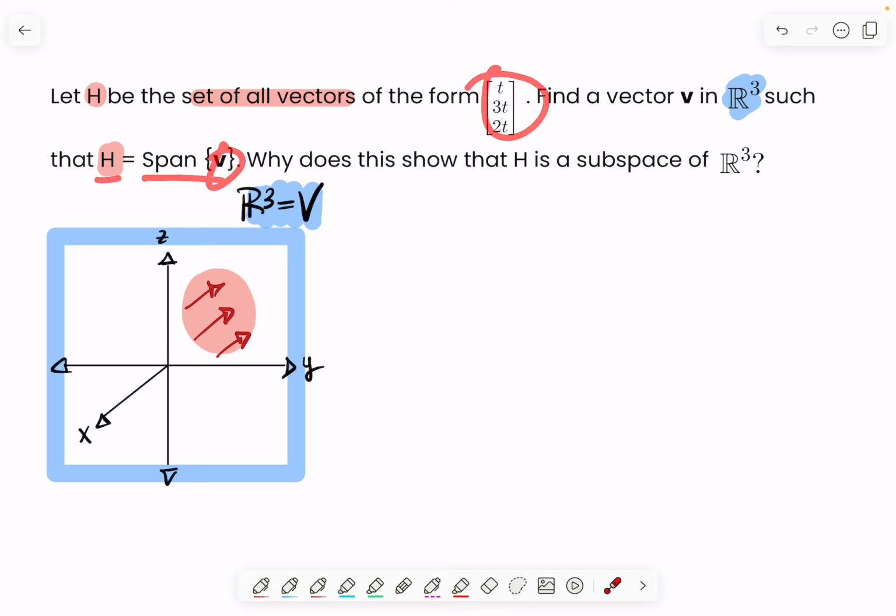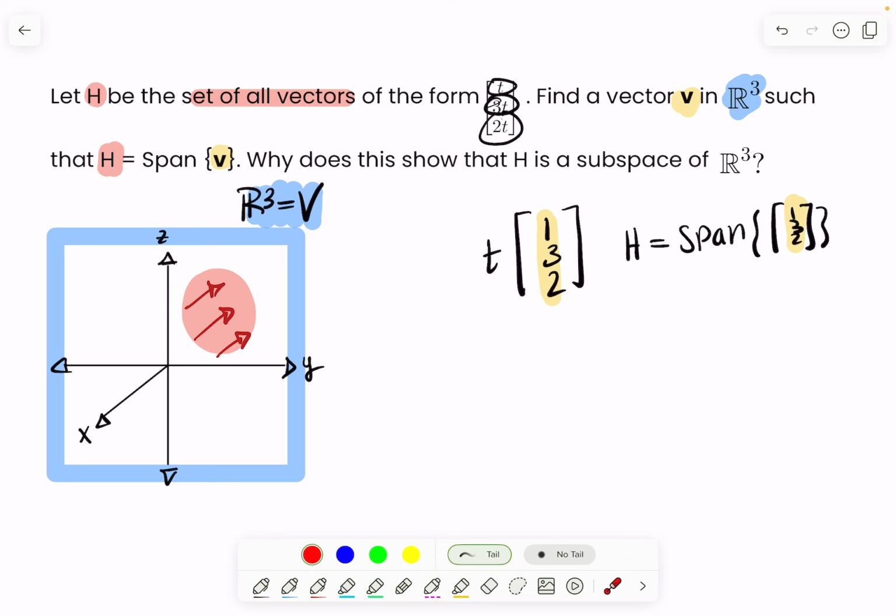And so they're giving you this. So I like to think of it as factoring out a t. So to get from t to t, well, you would just multiply by 1. To get from t to 3t, you would multiply by 3. And then to get from t to 2t, you would multiply by 2. And then this here is the vector that you're going to plug in right here. So you would just say that H is equal to all of the linear combinations of this vector.